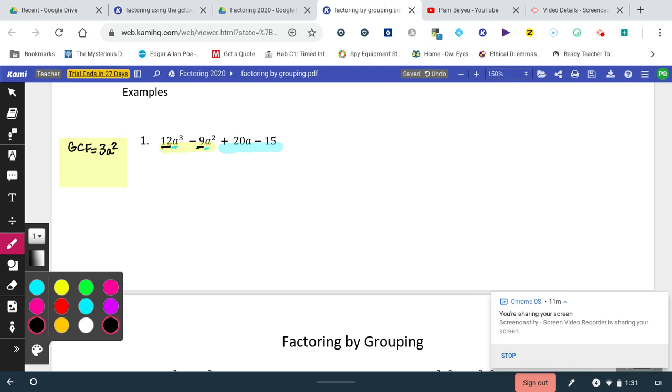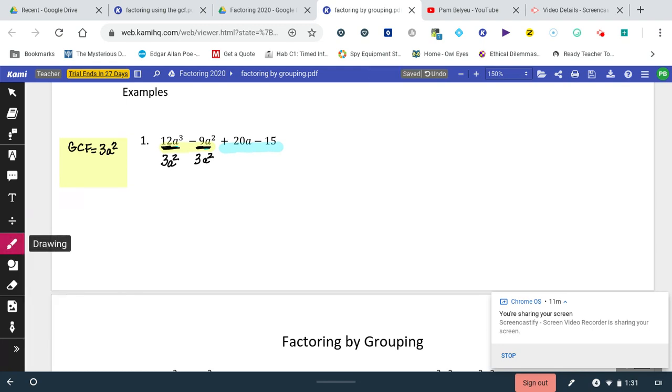So only focus on the part in yellow. That's why I highlight. It makes it so much easier to organize it. You're going to divide each part by 3A squared. Okay, notice I'm not even touching the part in blue. I'm not touching that pair, okay? Not right now. I'm not even worried about it.